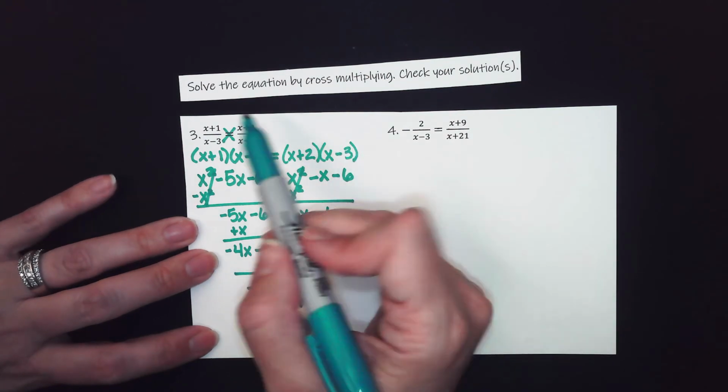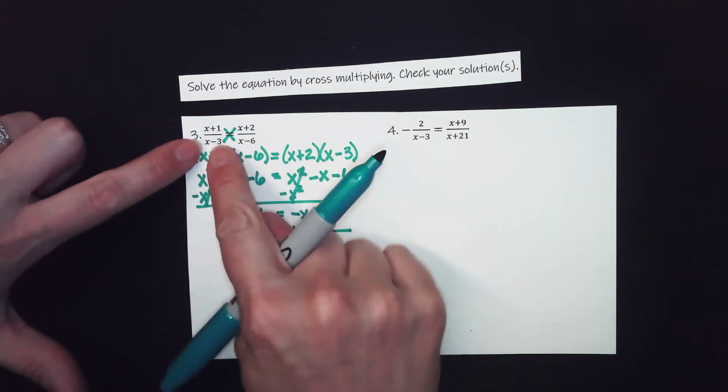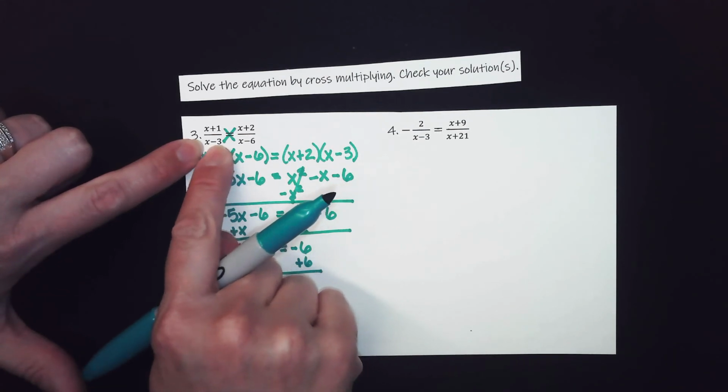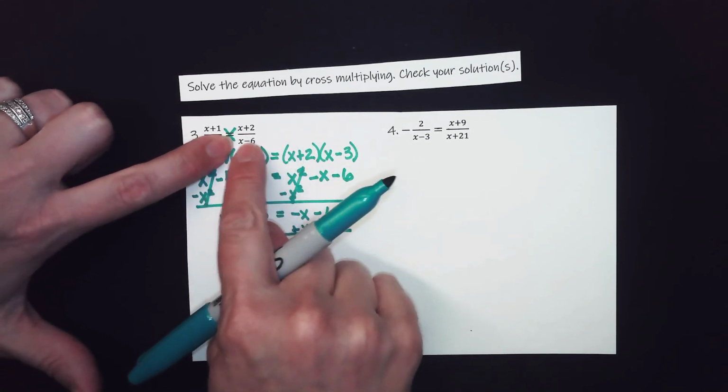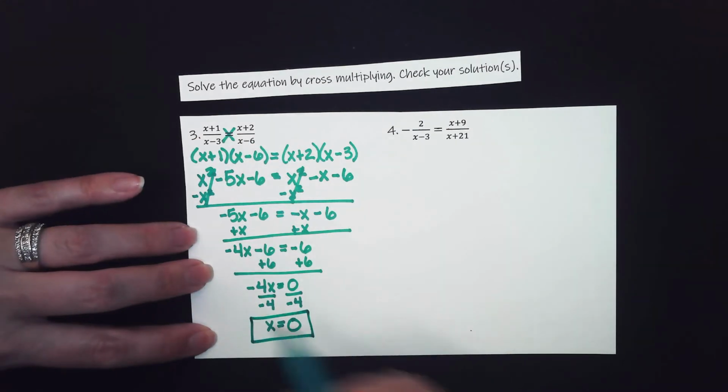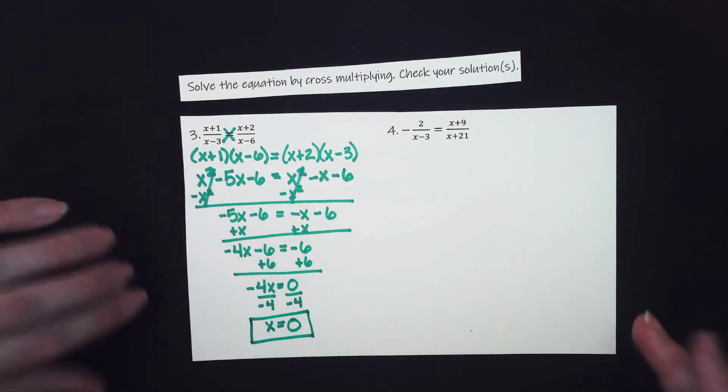Okay? So let's check. If I were to plug in 0 for x, does my denominator become 0? So 0 minus 3 is negative 3, so that one didn't become 0. And I have 0 minus 6 makes negative 6, so that didn't become 0. So that is my solution.